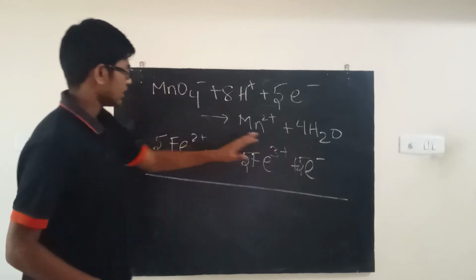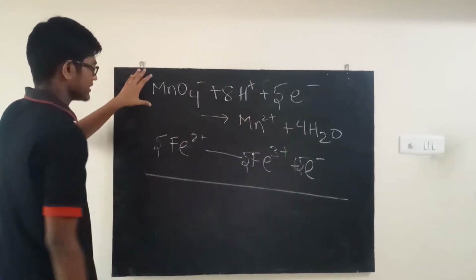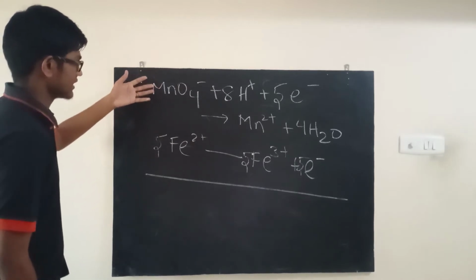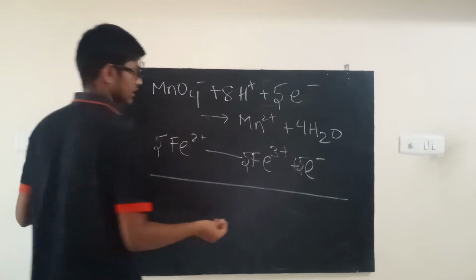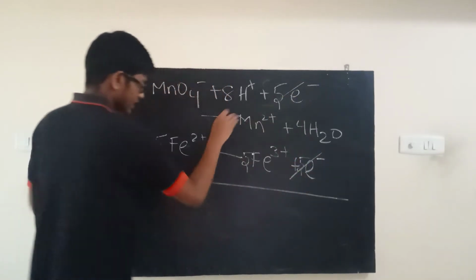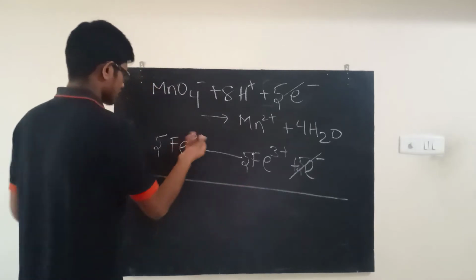Electrons are on this side, the product side, for this reaction. Electrons are on the reactant side for this reaction. This is basically MnO4 minus is an oxidizing agent, so it's getting reduced. Here Fe2 plus is getting oxidized, right? So they combine with each other, and you can cancel the electrons and you get a reaction, but the reaction will be in terms of ions only, right?